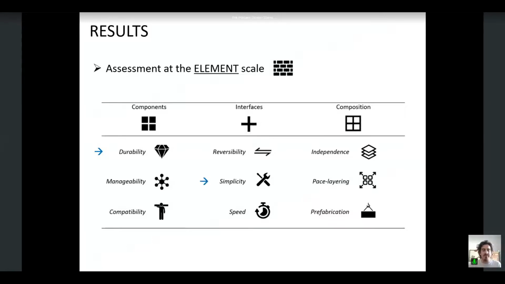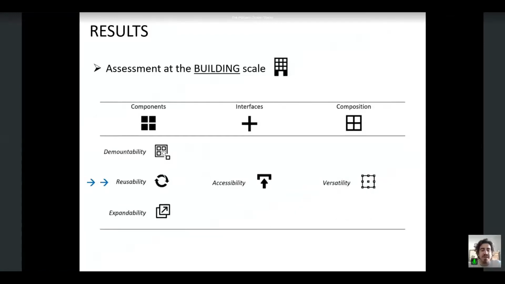Another remark is that there's also potential in the simplicity of earthen buildings, as these techniques are generally very low tech. And also, in the case of rammed earth, recent developments in prefabrication techniques show great potential as well. And finally, another great opportunity lies in the reversibility of earthen buildings. And at the building scale, this reversibility is also related to the reusability of building components. But this is quite different from circular building as we know it.